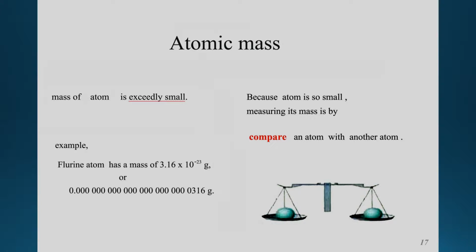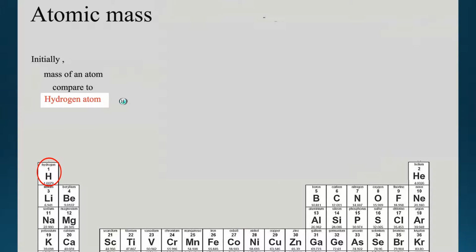That is called the compare method. So what is meant by compare? They use one atom to compare with another atom. And I'm going to give an example of what that means. Initially, the atom they selected for comparison is hydrogen. Why did they select hydrogen? Because hydrogen is the smallest unit, the smallest atom. So they select hydrogen to compare.